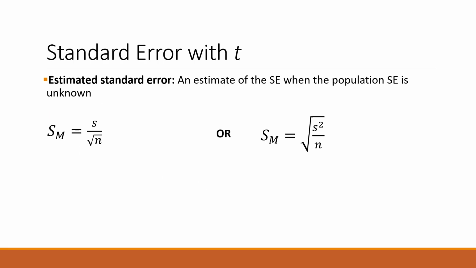But how would we handle standard error when we don't have the standard error of the population? For this, we would calculate estimated standard error, which is an estimate of the standard error when the population standard error is unknown. The calculation is similar to that of the population, which we discussed in Chapter 7. But the difference is that it uses the sample statistics from the previous slide. The estimated standard error is the sample standard deviation divided by the square root of the sample size.